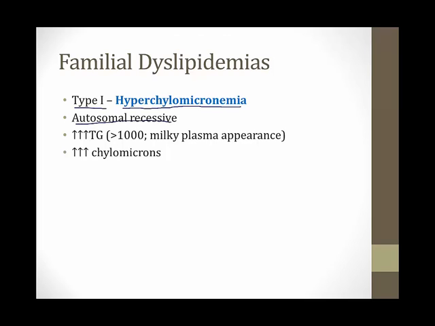This is an autosomal recessive condition, and children born with this condition have very, very high triglycerides. Remember before I said a normal triglyceride level is less than 150. These people typically have levels that are greater than 1,000. They can have a milky appearance to their plasma when you draw blood from them, and as I said before, the chylomicron levels are markedly increased.